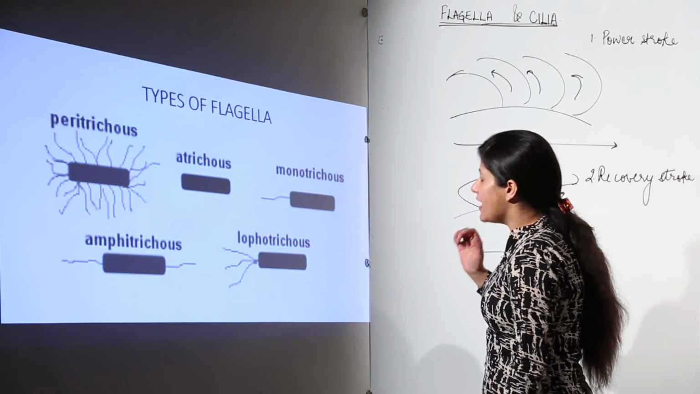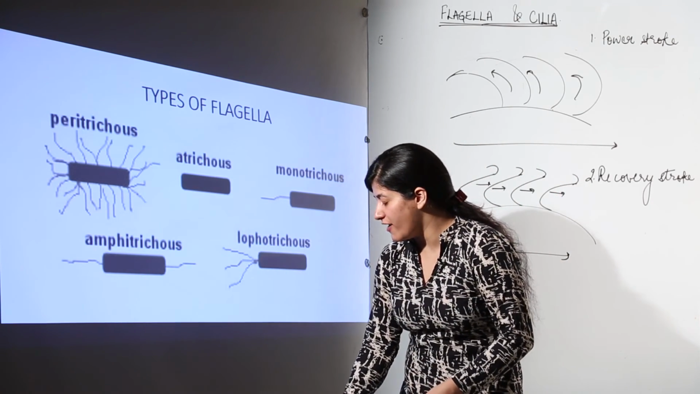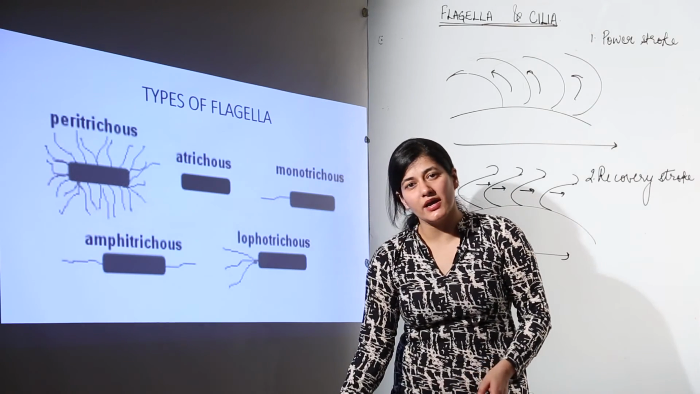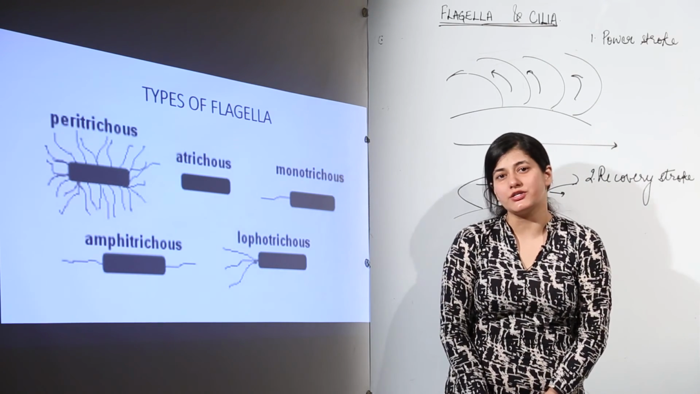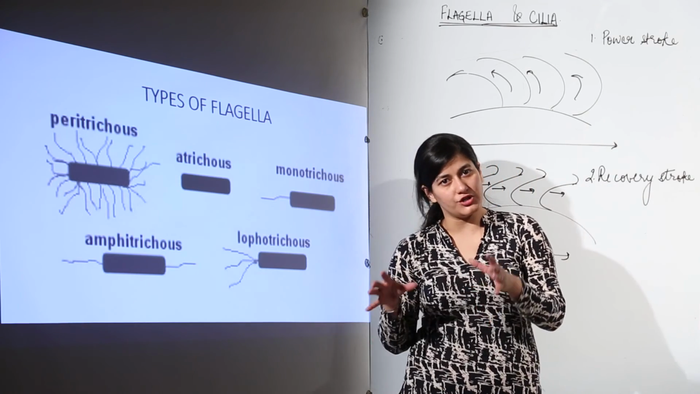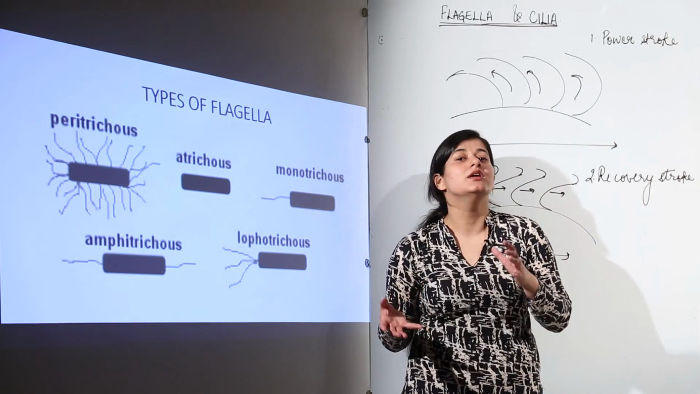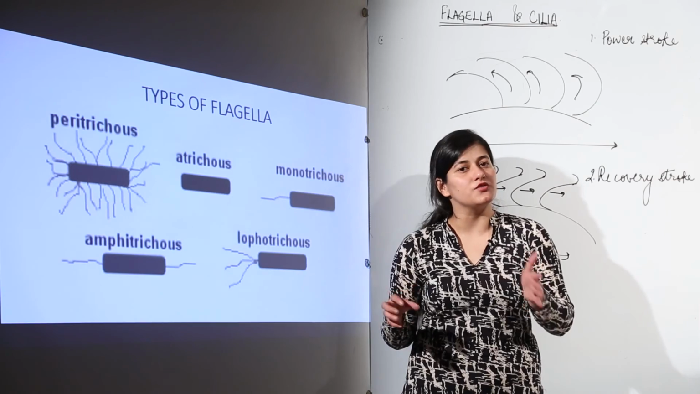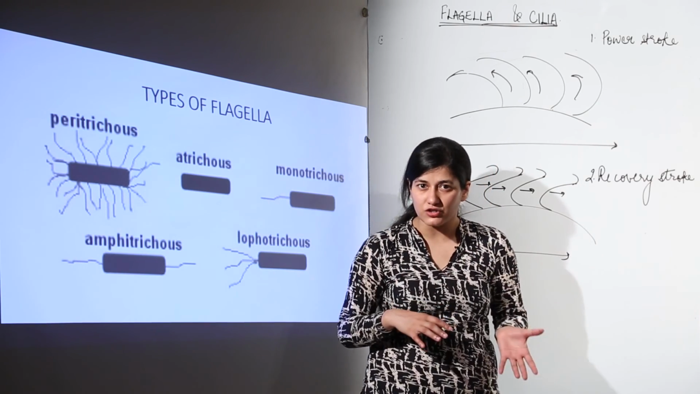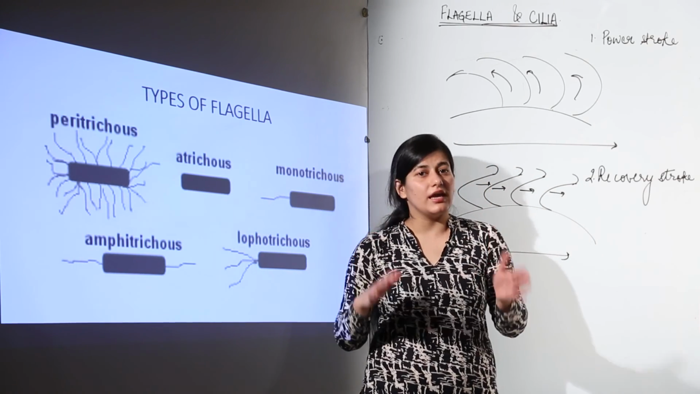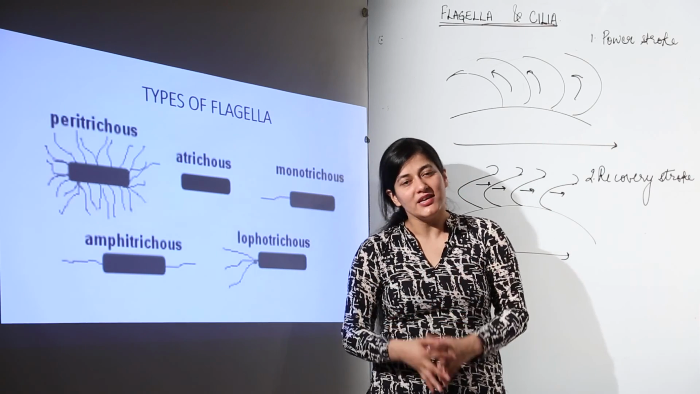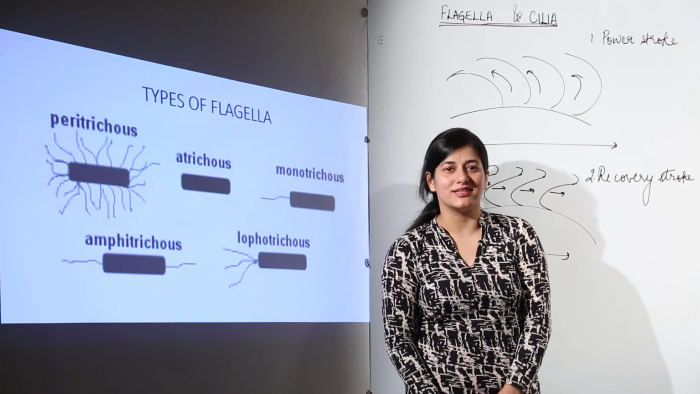So this is all we have to understand about flagella and cilia. Next we are going to see the ultrastructure of cilia and flagella, which I told you in the beginning happens to be similar in both cases, despite all the differences in their functioning and their length. Their ultrastructure is similar, and that is what we are going to consider next.